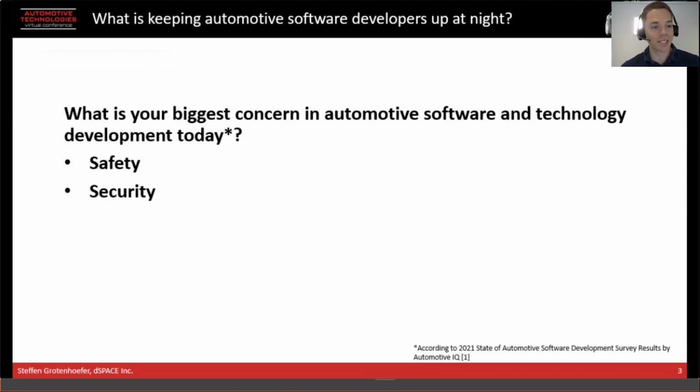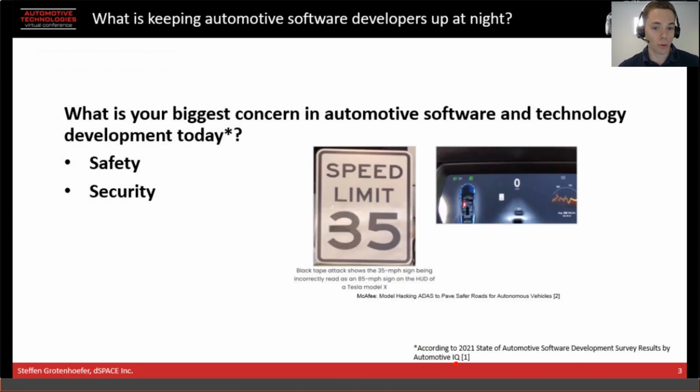Okay, so the second one is security. How do I prevent someone from breaking into my system? But it's not just someone breaking into the system. It's also the option to trick or fool the system, with what are called adversarial attacks.